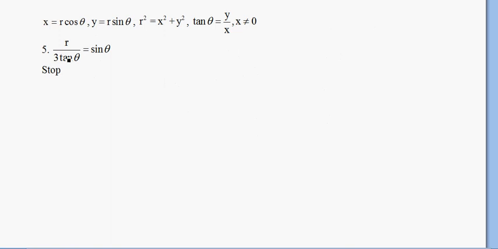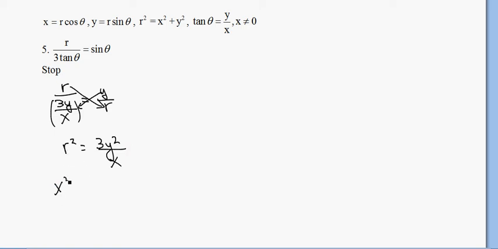So our final example here has tangent and sine. So tangent's y over x. So I have r over 3y over x equals sine, which is y over r. So I'm going to cross multiply. This y is going to be multiplied by this whole denominator, and those two r's are going to be multiplied. So I get r squared is equal to 3y squared over x. R squared is equal to x squared plus y squared equals 3y squared over x.